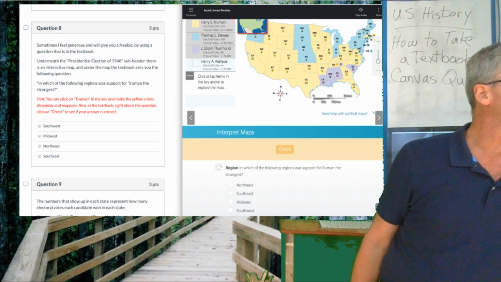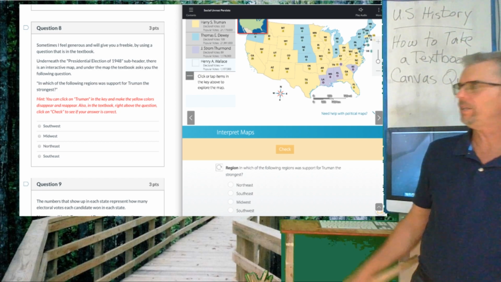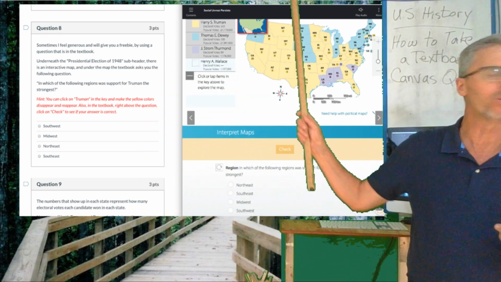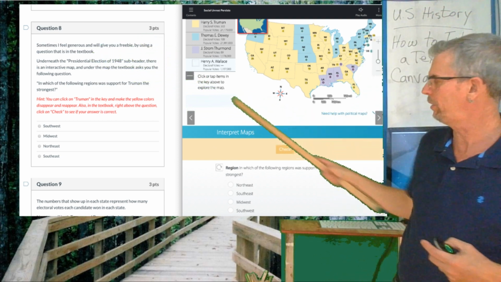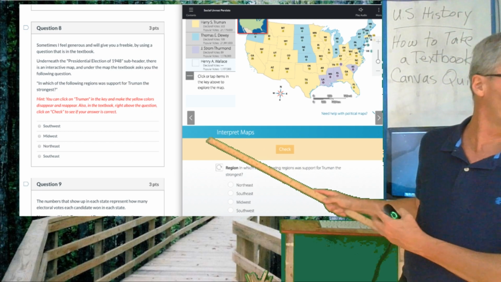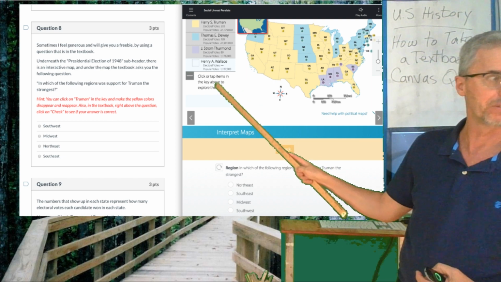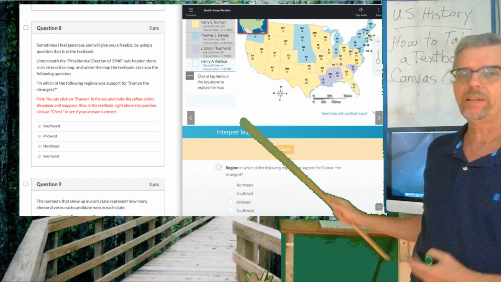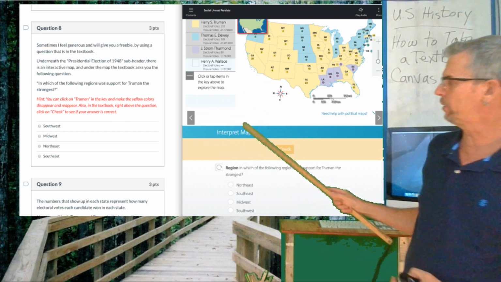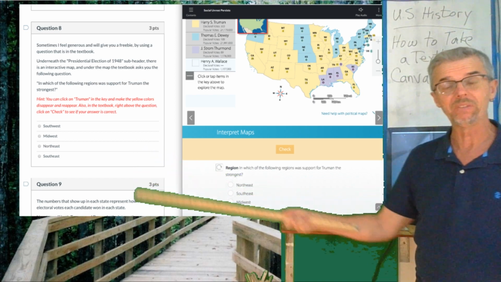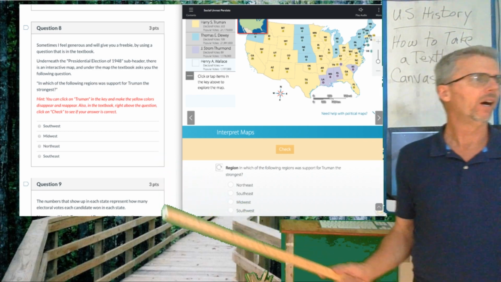So read the question, and it says, in which of the following regions was support for Truman the strongest? All right, and it is asking you northwest, the sun sets over there, right? Southeast, that's us, Florida. And Midwest, that's the Mississippi River, so follow that squiggly line. Sorry, going to be over here. Squiggly line, and that's the Mississippi. And then finally, the Southwest, which is down over here. So which one of those areas is the strongest area for Truman?